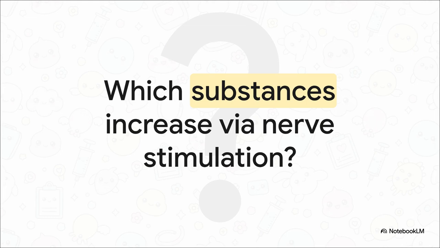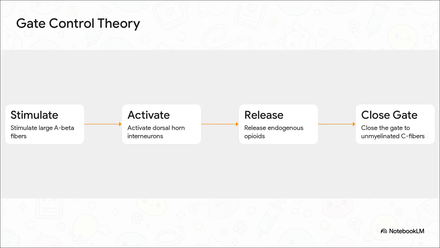Question 43. Which of the following substances are increased by nerve stimulation procedures done for pain relief? Substance P, bradykinin, endorphins, histamine, or endothelin? The correct answer is C, endorphins. Let's walk through the gate control theory step by step.